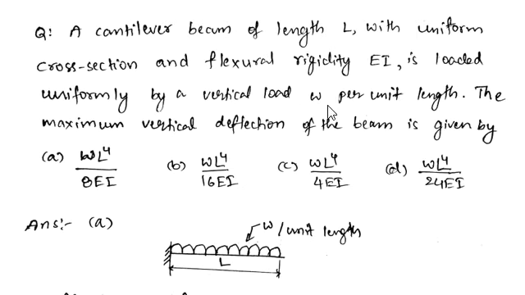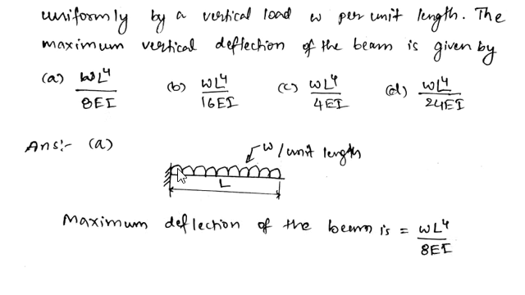And if we see the next question, a cantilever beam of length L with uniform cross section and flexural rigidity EI is loaded uniformly by a vertical load W per unit length. The maximum vertical deflection of the beam is given by. So some options are given, and here the right option is option A, WL power 4 by 8 EI. So we know when a cantilever beam is subjected to UDL throughout its length, maximum deflection is given by the formula WL power 4 by 8 EI, where W is the load per unit length. So option A is the right option here.